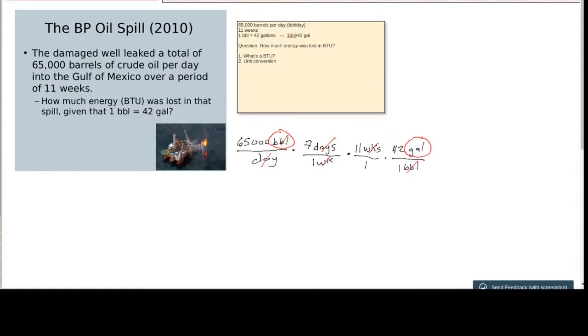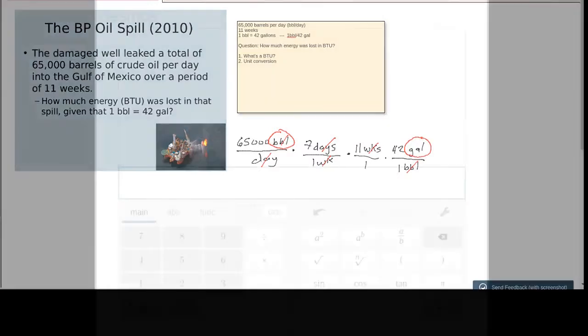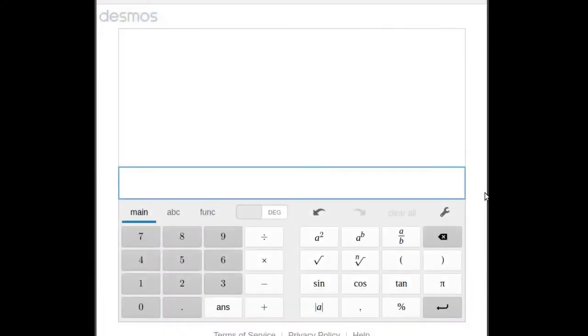Awesome. So now I'm going to switch over to a calculator, and I'm going to put those numbers in. So you should see I'm going to take 65,000 times 7 times 11 times 42. And there we go.